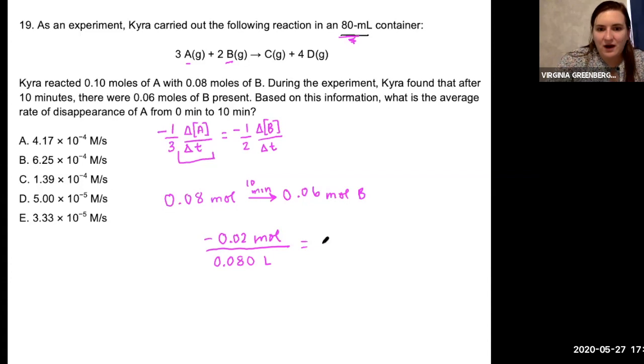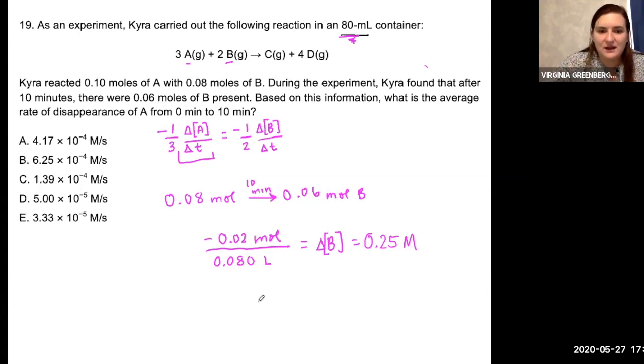And so our actual change in B that we want to use is going to be 0.02 divided by 0.08, which is 0.25 molar. So you do have to be really careful with the units here because we definitely need molarity, and we can see that in the units of the answer choices also.